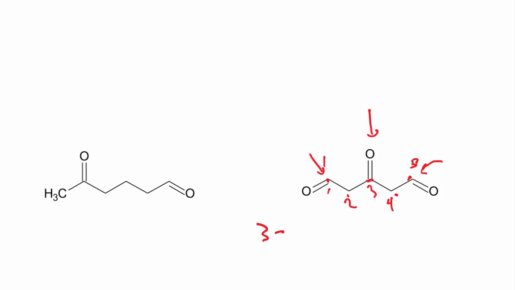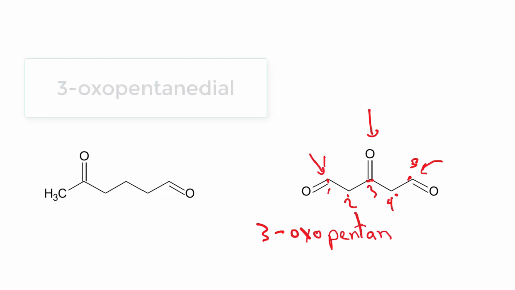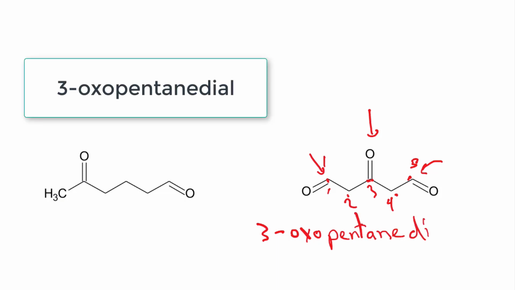So I'm going to say it is a 3-oxopentanedial. I kept the E because we have this D right afterwards for the dial. If it was just a single aldehyde, if it was pentanal, sorry, I dropped the E here because there's the AL at the end. But because I have the D here, I keep the E remaining.